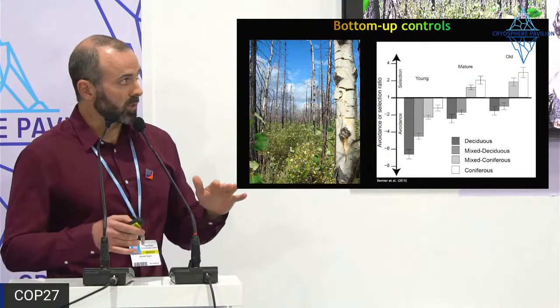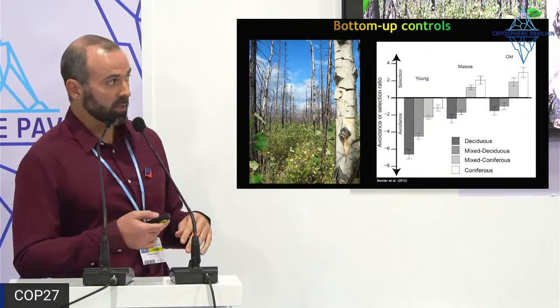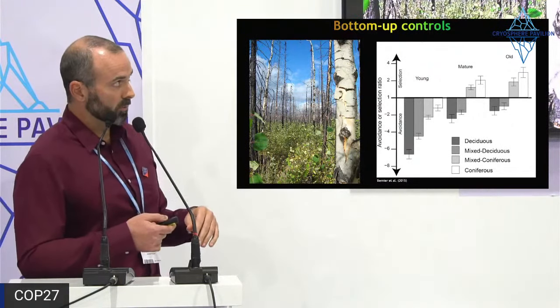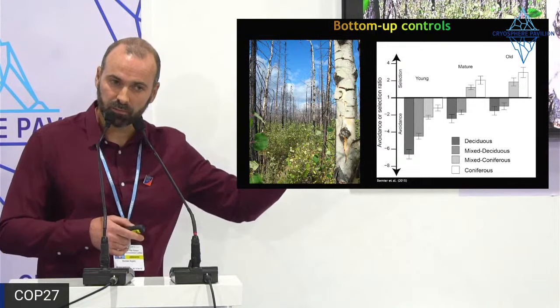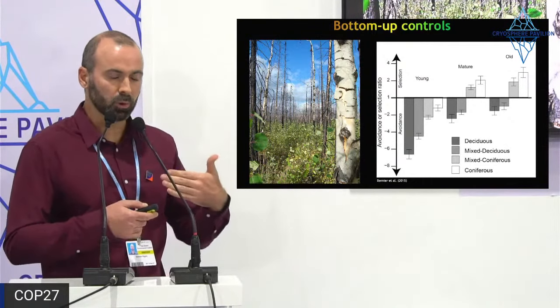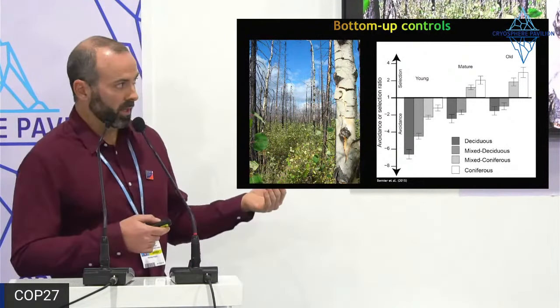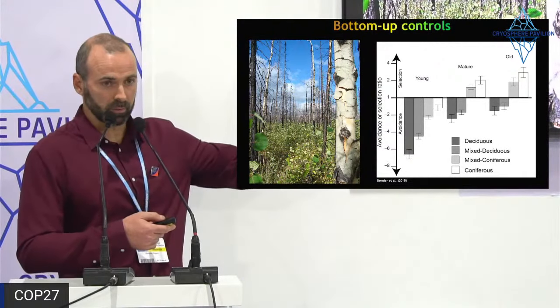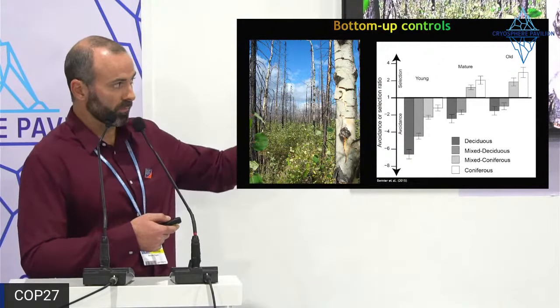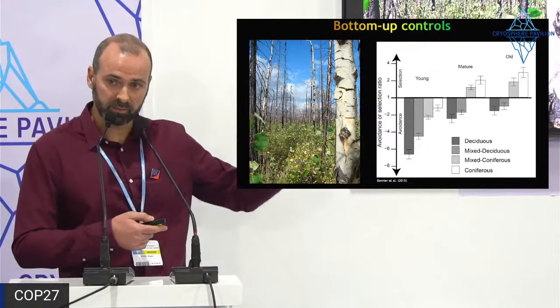So some work, for example, looking at this across all of Canada by Bernier et al. in 2015, looked at this avoidance or selection ratio of fire. Basically, are some ecosystems more likely to burn than others? And what they found is that, yes, the older forests, the coniferous forests, were more likely to burn, but the younger forests, the deciduous forests, are less likely to burn.